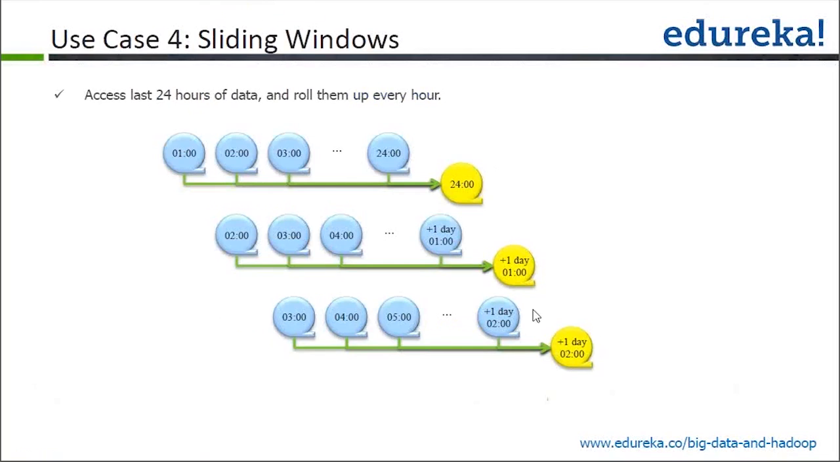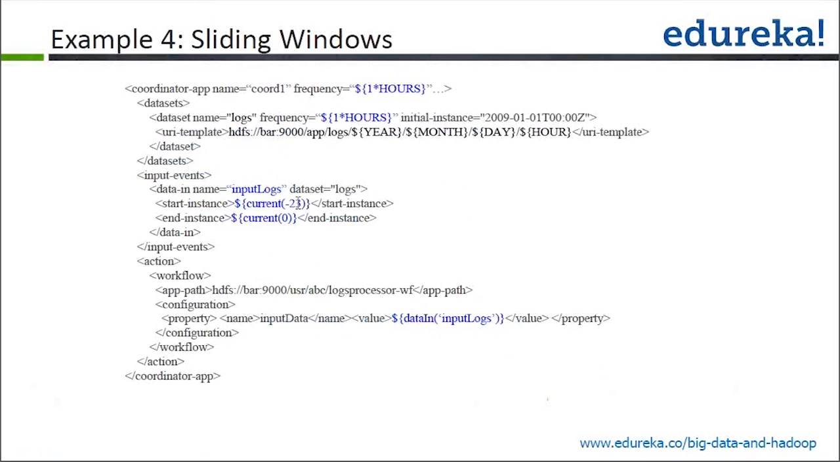Right, so for every 1 day, you can get this sliding window as well. If you want to process every 24 hours, so every day the last 1 day of data, you can go current minus 23, so the last 24 hours of data it will process and give to you.